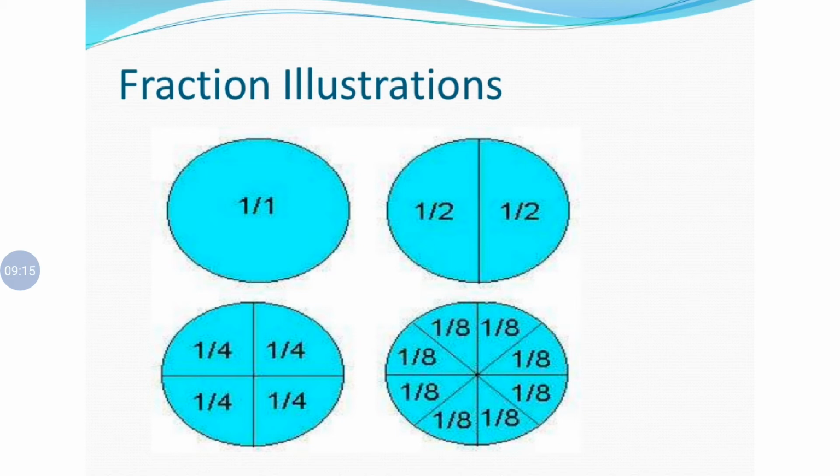The second circle is half of the circle, which means one part out of 2 equal parts, an equivalent rational number. The next circle is one part out of 4 equal parts: one part is the shaded region and the other parts are unshaded. That is an equivalent fraction. Then 8 equal parts, one part out of 8 equal parts, also an equivalent fraction.